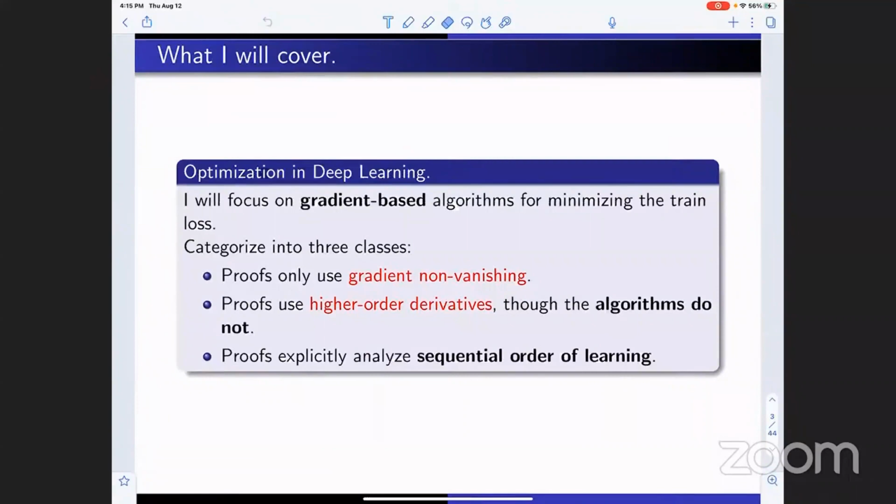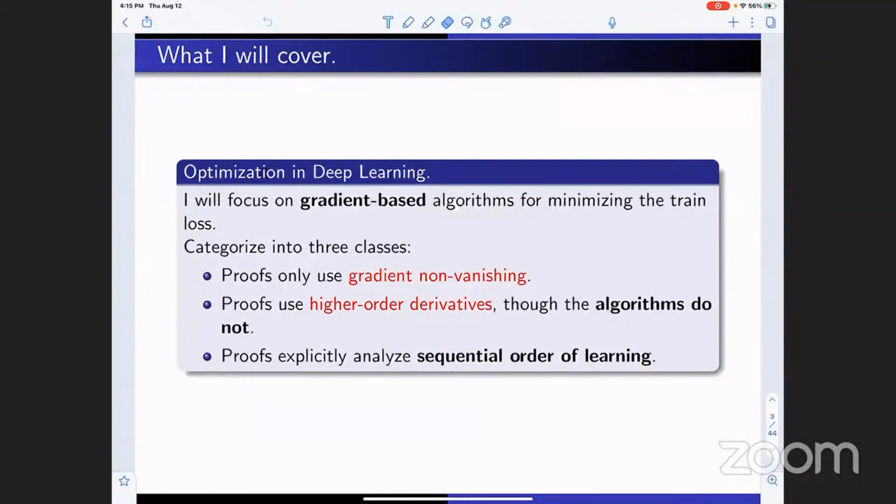Okay. So I'll categorize proofs for gradient-based deep learning into 3 categories. The first one only uses that the gradient is non-vanishing. By the descent lemma, you make progress. And if you keep making progress, you converge to a global minimizer. Perhaps one of the simplest proofs you could ever come up with.